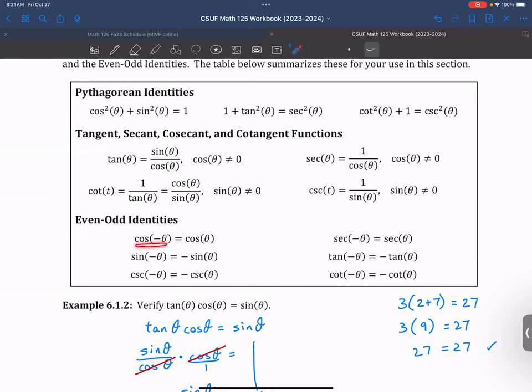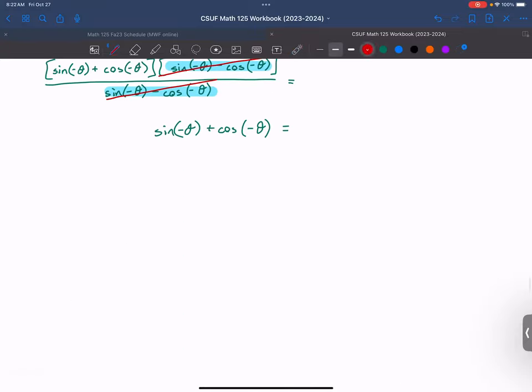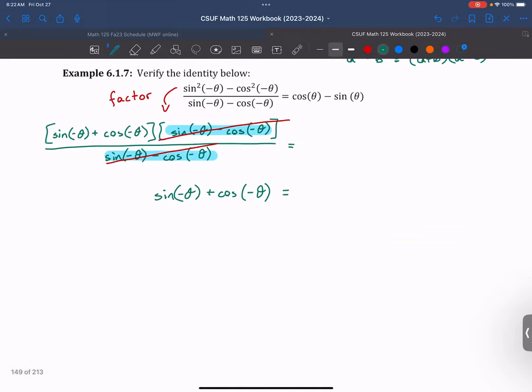We see that here. Cosine of negative theta can just be converted to cosine of theta because it's an even function, right? If I plug in negative theta, it's the same as plugging in positive theta because we have an even function. Whereas when I plug a negative theta into sine, that negative appears in front of the sine because that's an odd function, right? So we're going to use these two identities specifically, and we'll make a note of that after we use them. Sine of negative theta is going to become negative sine of theta, and cosine of negative theta will become cosine of theta, right? And from this step to this step is the even odd identities.